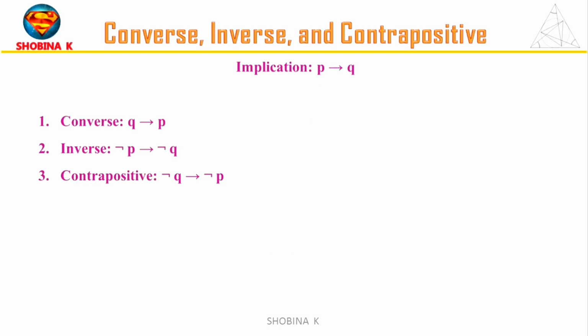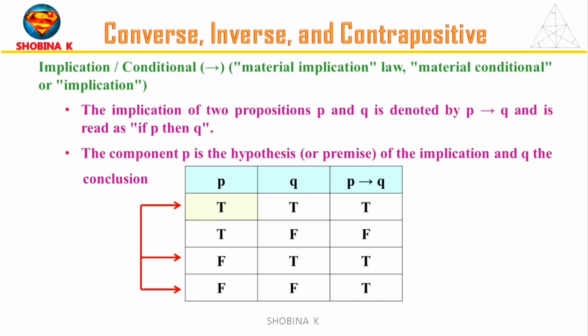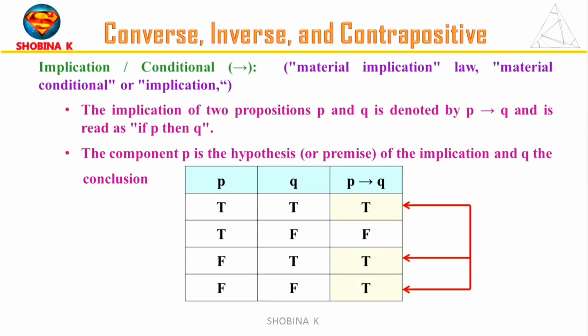There is converse, inverse, and contrapositive. We know that P implies Q means if P is true, then Q must also be true. If P is false, Q can be either true or false, and it will not affect the truth of the implication. This statement is often expressed in terms of a conditional statement.